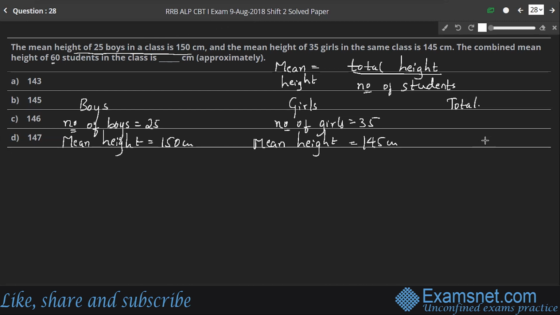Combined mean height of 60 students in the class. So total students are 60, right? We need to find their mean height. To find that, we need the total height of the whole class, because we already know the number of students, which is 60. So total height should be calculated, right?